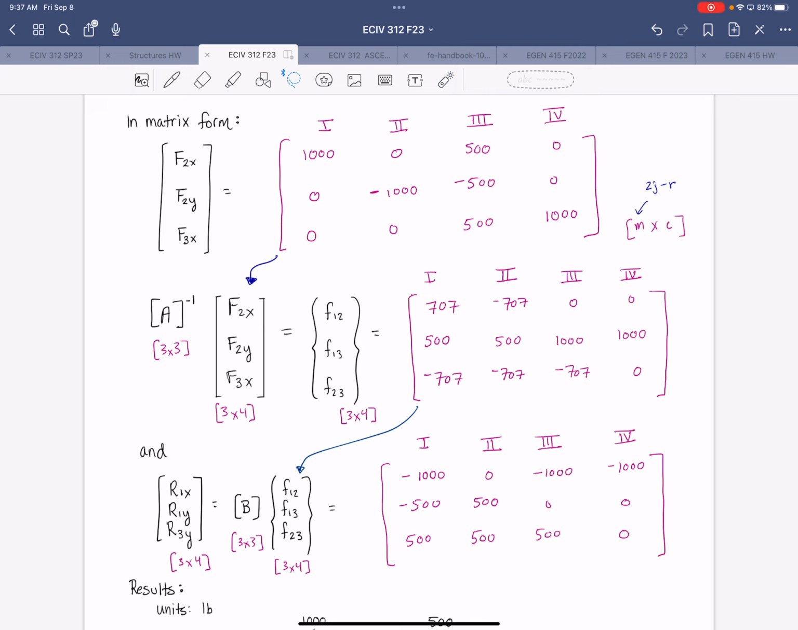So I highly recommend using Excel. You already went through that in homework 1. Watch those short videos on how to deal with matrices in Excel. That would be a great tool to use for homework 3 when you're solving a truss this way.